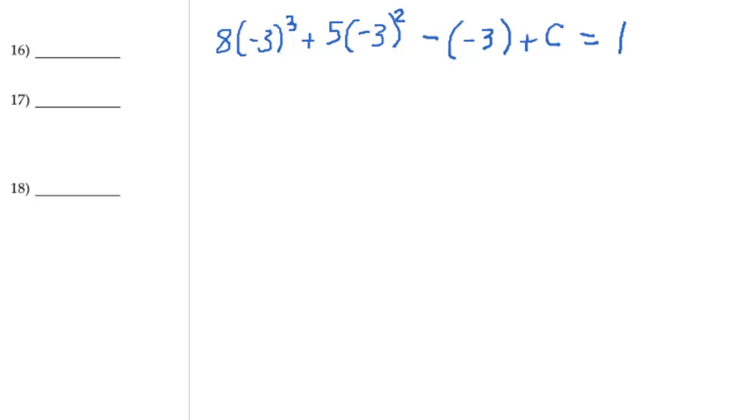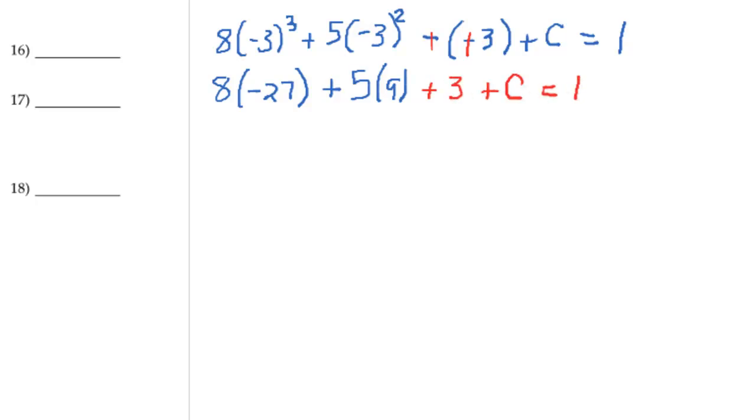You want to do your exponents first. So negative 3 cubed is negative 27. So we have 8 times negative 27, plus 5 times negative 3 squared, which is 9. Then I'm going to take care of this right here: subtracting a negative is the same thing as adding a positive, because you add the opposite. So I'm going to change these signs. This is plus 3, and then plus c equals 1.